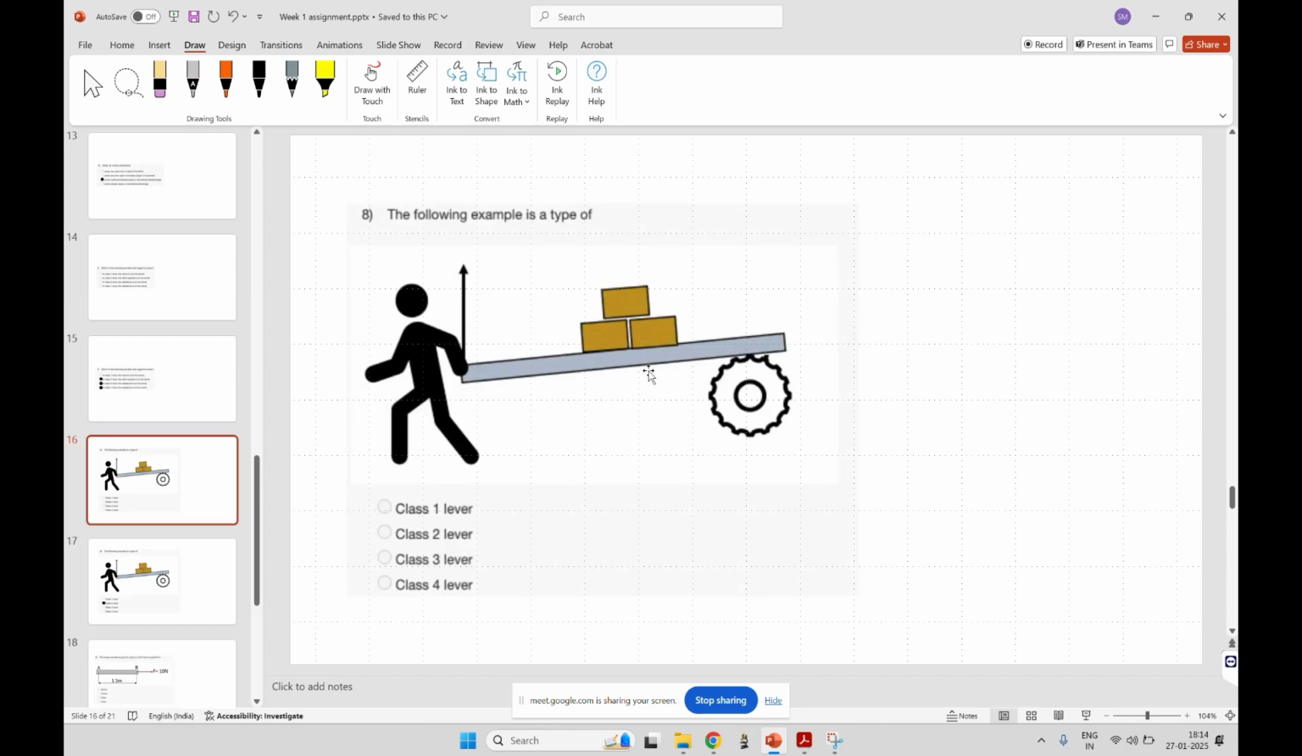Okay. So this is an example of which kind of lever? Basically the axis is here, the resistance is here, and the force is here. So this is a class 2 lever.